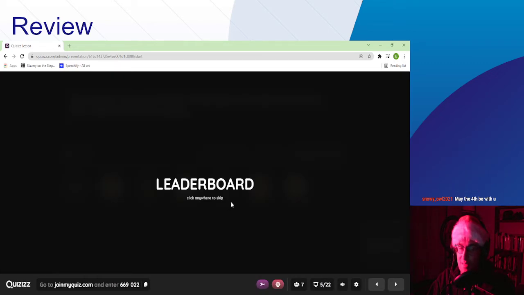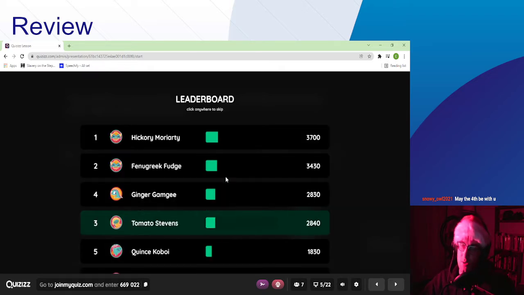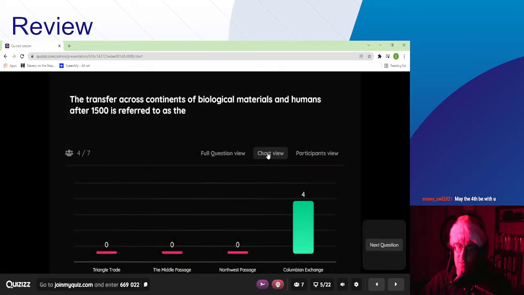Dope. All right, what do we call this? Moving people around and biological materials around after the year 1500. Yes. Oh, thank goodness. Columbian Exchange. We got it. Dope.